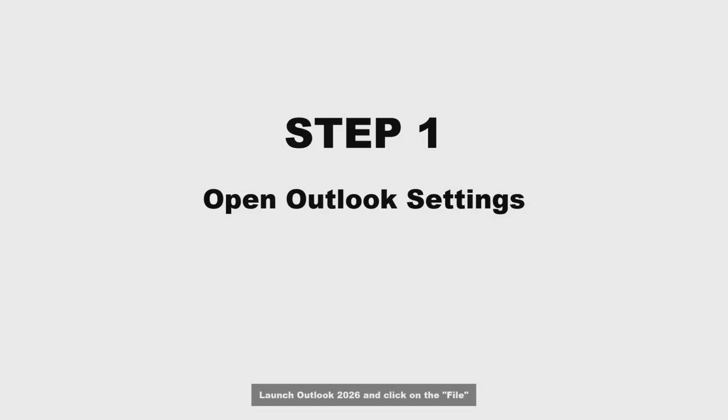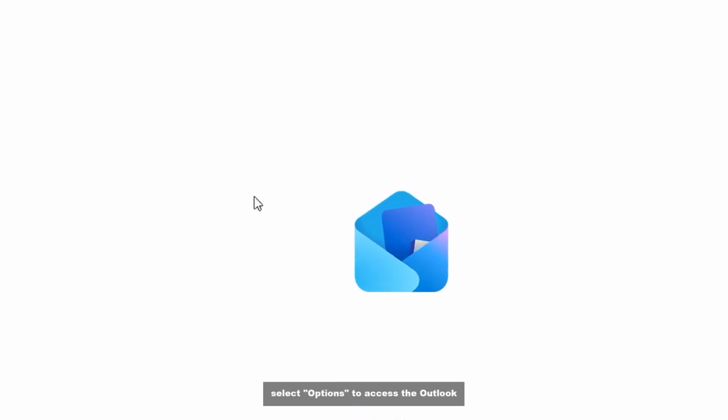Launch Outlook 2026 and click on the File tab in the top left corner. From the menu, select Options to access the Outlook settings.